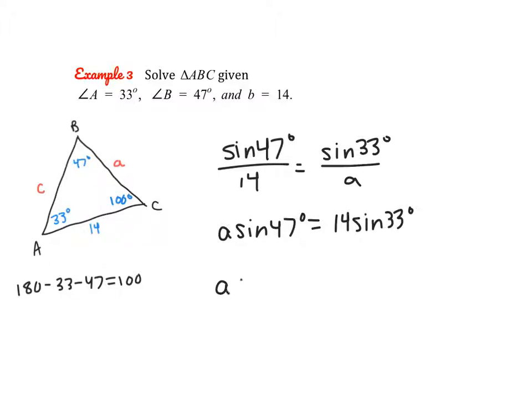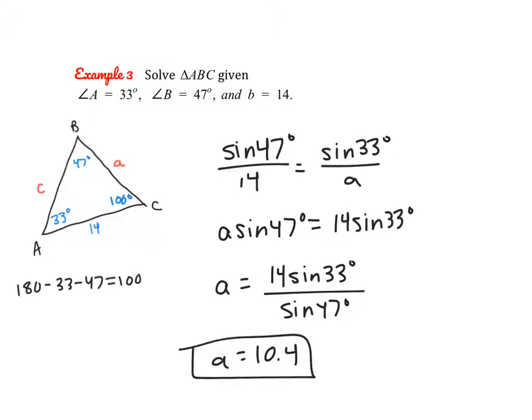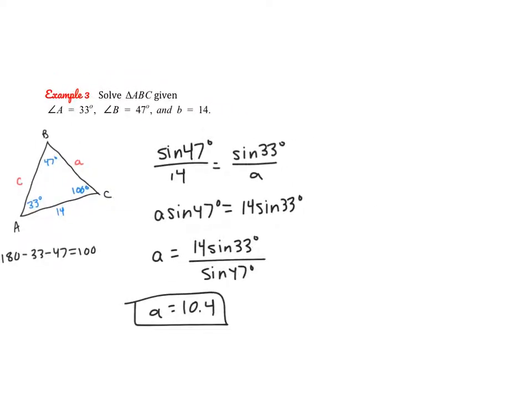And then divide both sides by the sine of 47 degrees. And then I can use my calculator to get a decimal approximation. And you should get approximately 10.4. But we still need to find side C. So we'll use that same ratio to start. Sine of 47 degrees over 14 equals the sine of 100 degrees over side C.